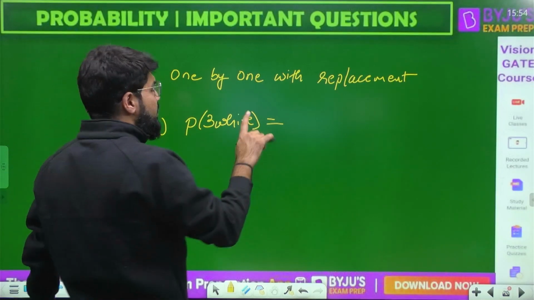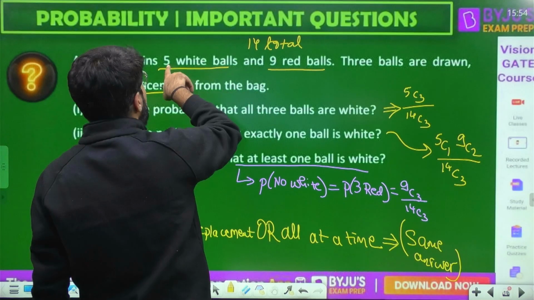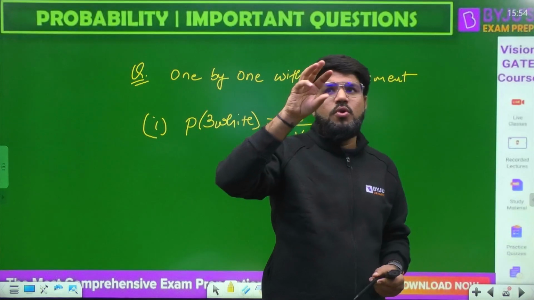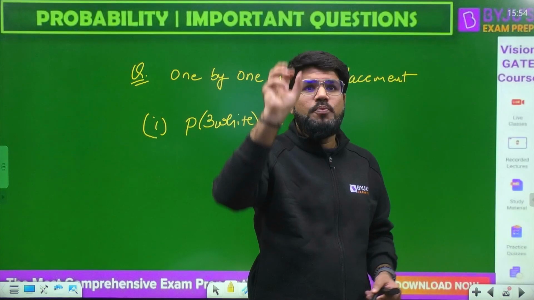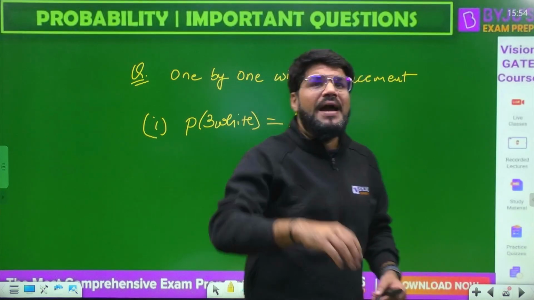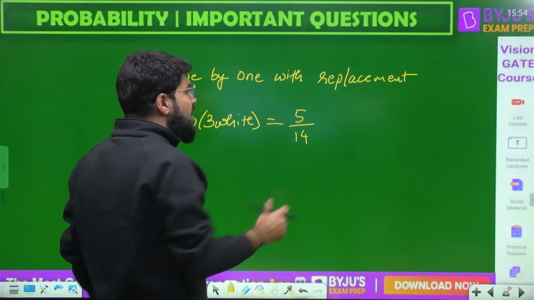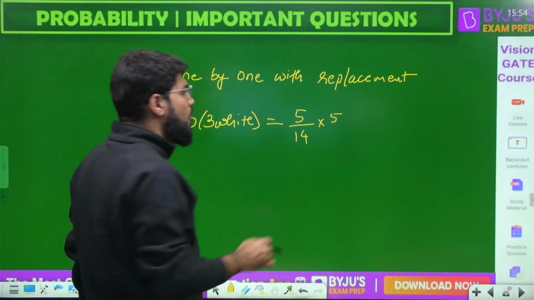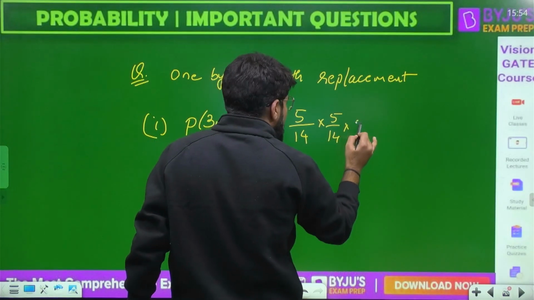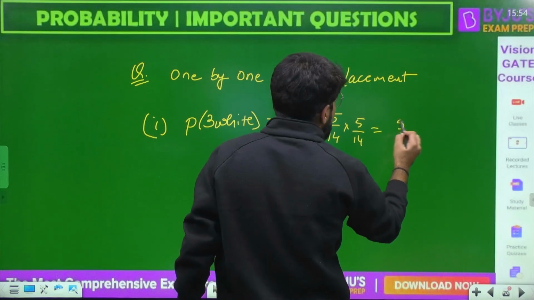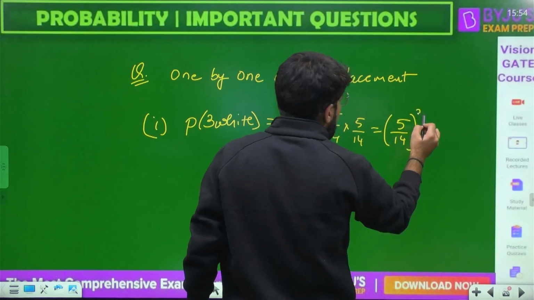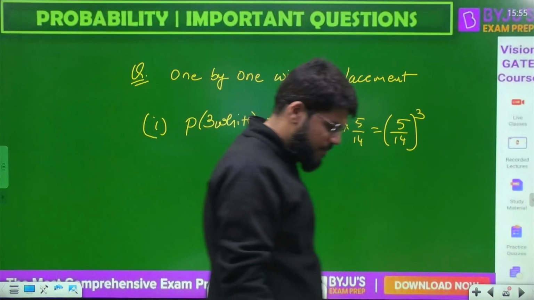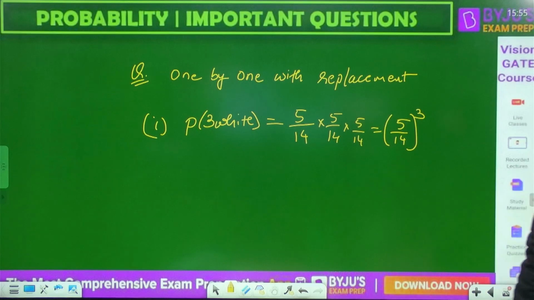So one by one with replacement means you draw the first ball, that is white. What is the probability of white? 5 by 14. But you draw the first ball, you note it is white, and you place it back. That means again in the bag there are 14 balls total and 5 white. So again, for a white ball, it becomes 5 by 14. Third time also 5 by 14. So this is 5 by 14 whole cube. Clear? That is the difference when you solve with replacement.